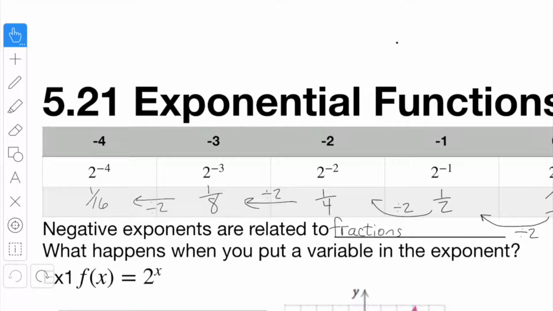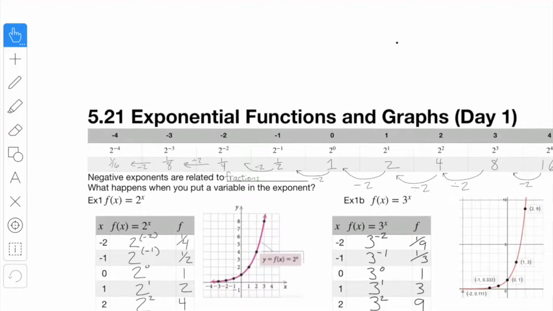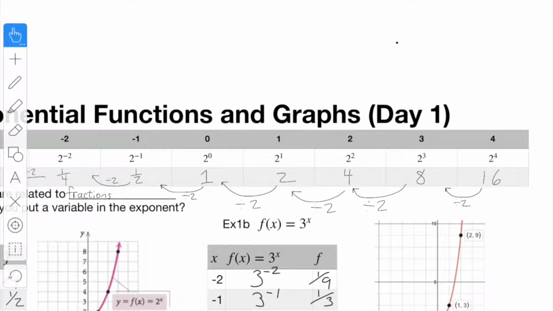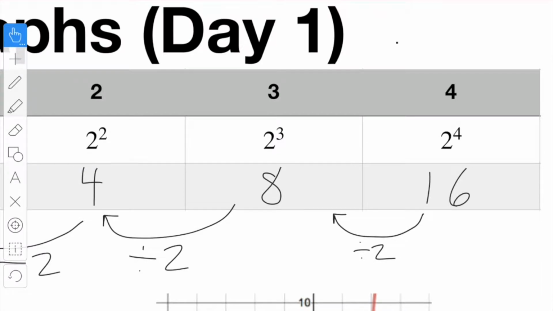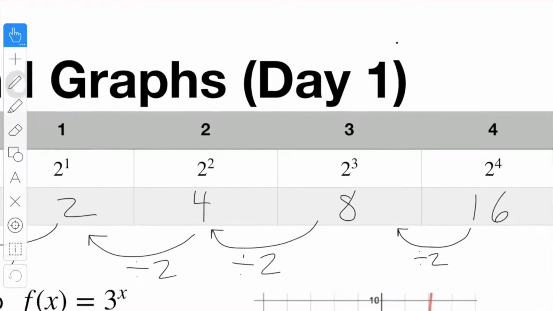Welcome to section 5.21. This is exponential functions and graphs. And what I'd like to do is actually start off with a little bit of a review. I've got this table, and I'd like you to fill it out as we go.